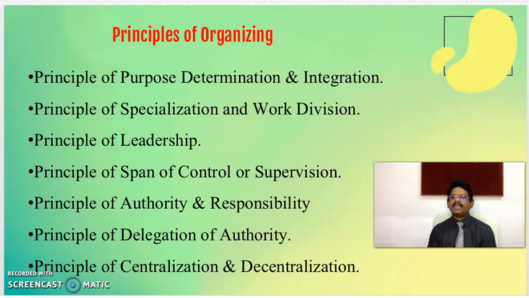At the same time, we need the principle of span of control and supervision. When we have different divisions, we have to identify who has more authority, who has less authority, who is working under whose control, who is the supervisor, and who is actually the subordinate. These things are very clearly specified in the organizing function. The next principle is authority and responsibility.